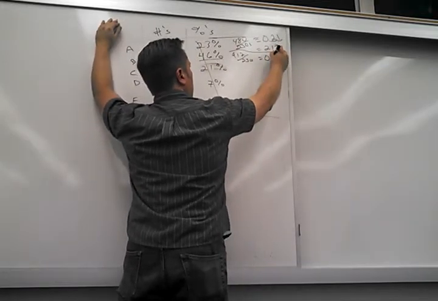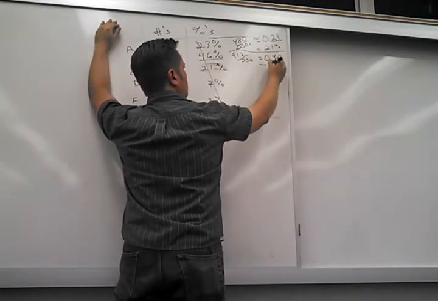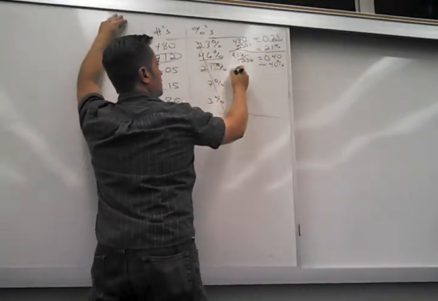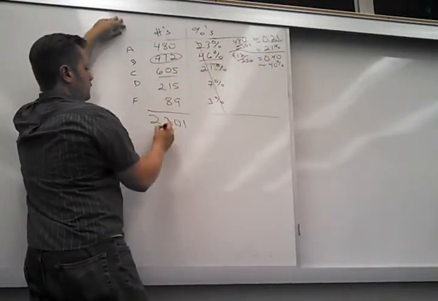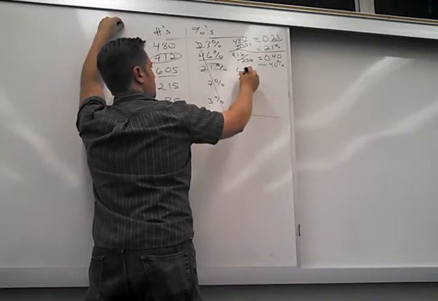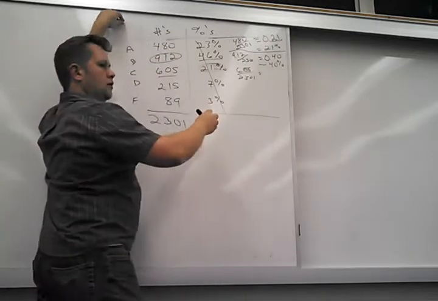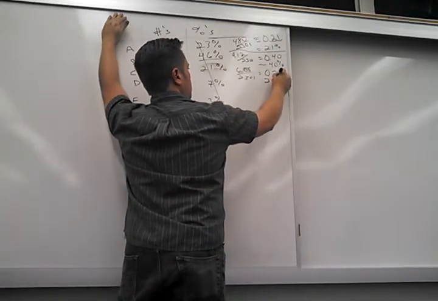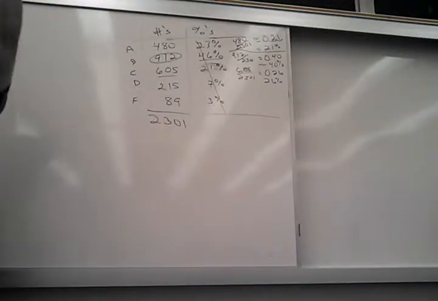0.40 if you're rounding. So about 40%. I was a little off there. Oh well, too bad. What's 605 divided by 2301? 0.26. So 26%? So forth, right? You guys kind of see what I'm doing?